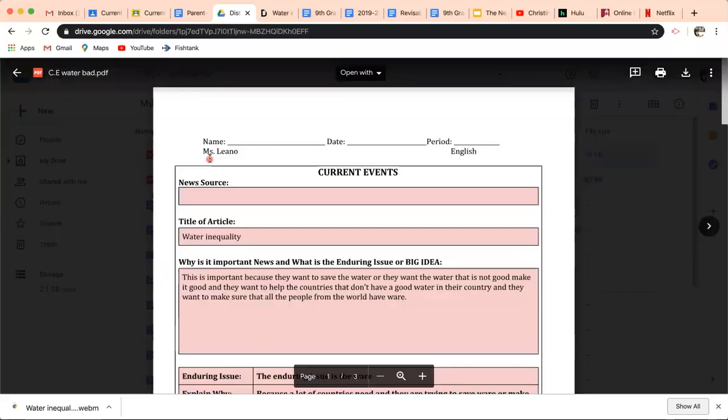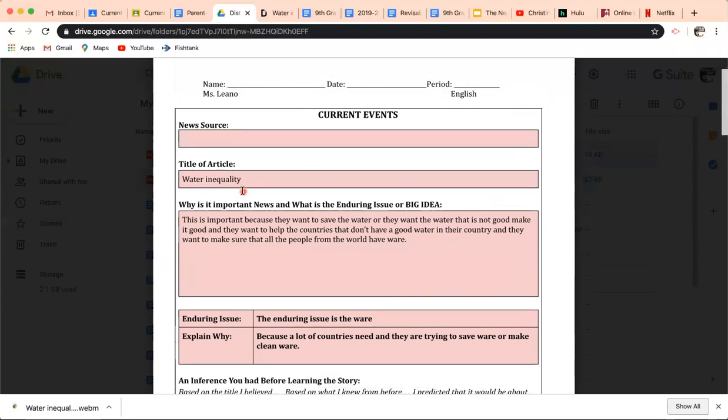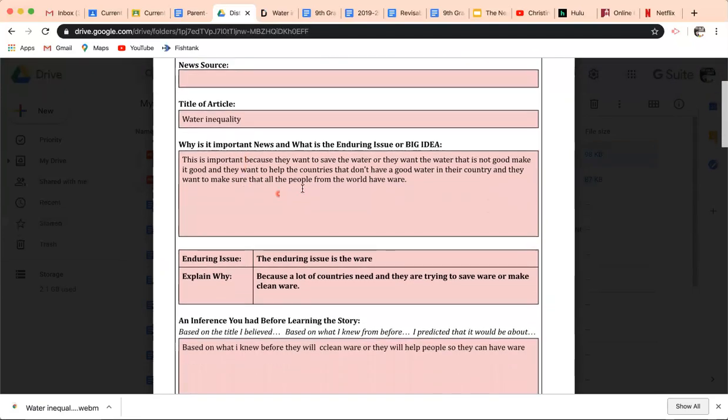Okay, so here's another one. News source, nothing is there. Title of article, water inequality. That's not the title. That's how I saved it on my computer. Why is it important? Okay, they look like they did a decent job. This is important because they want to save the water.